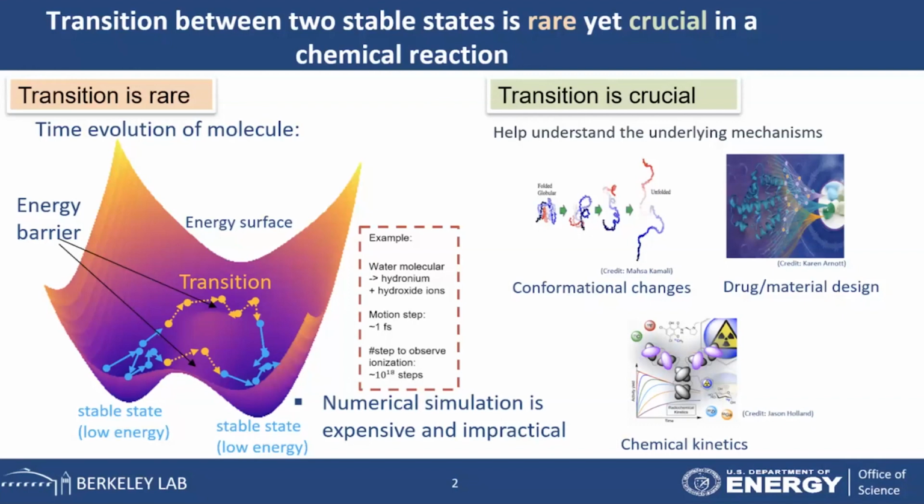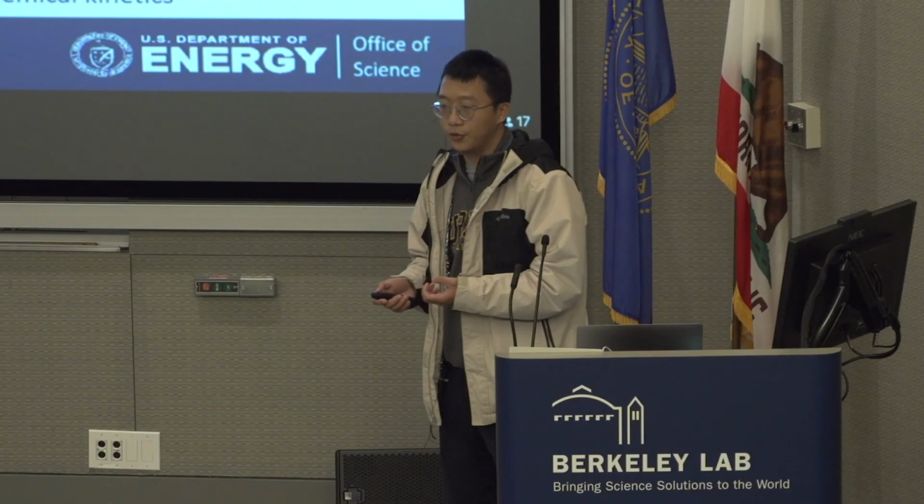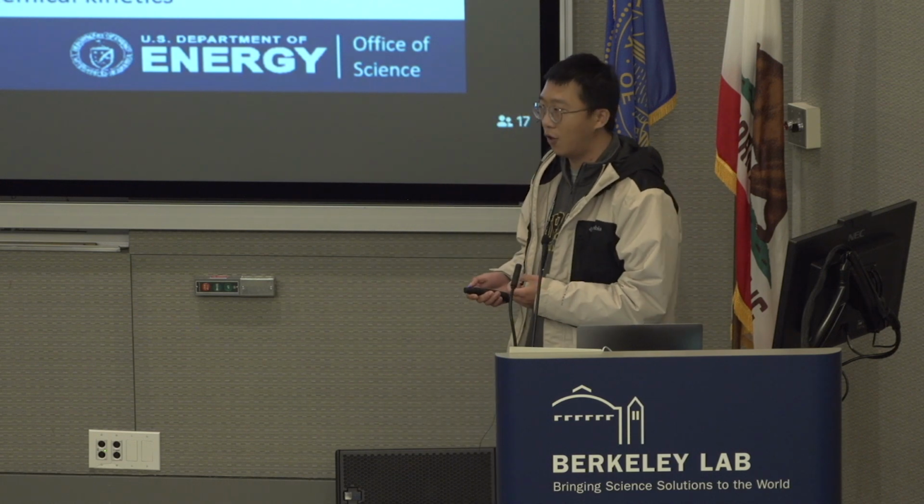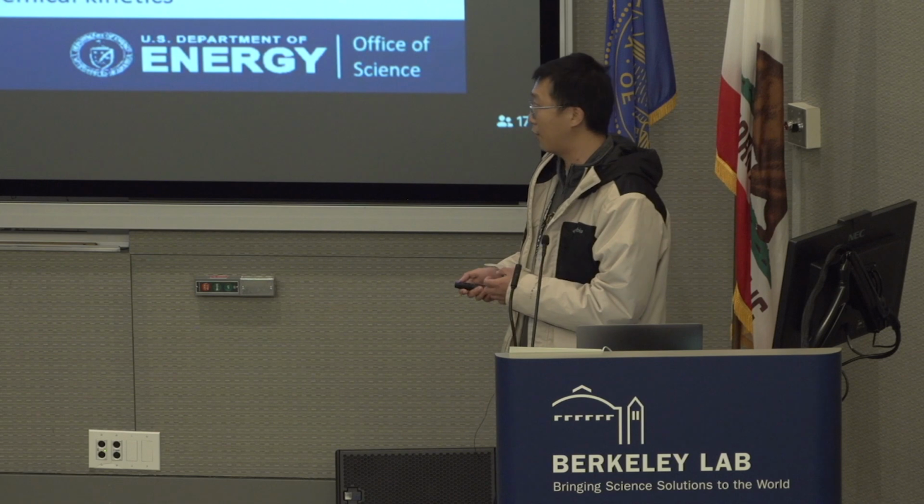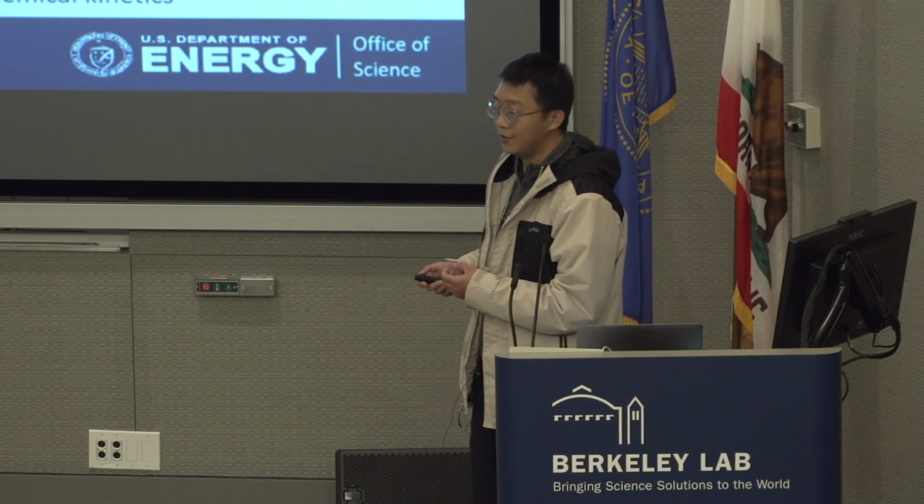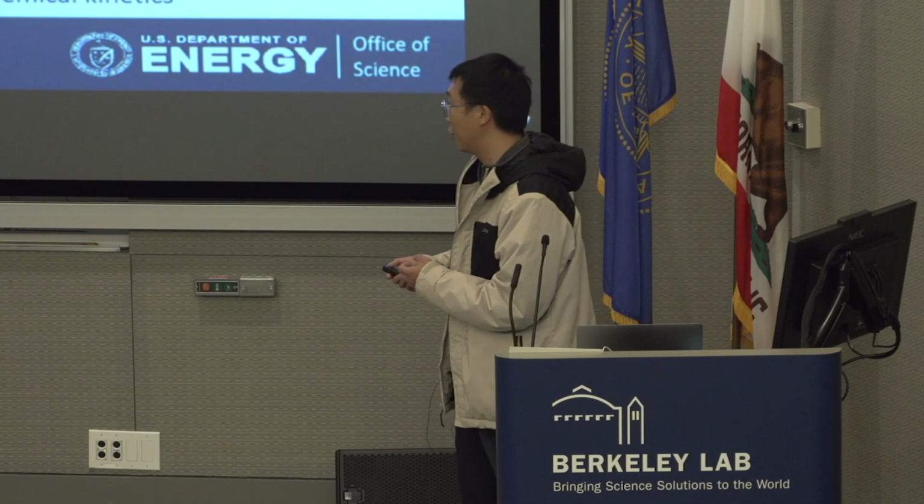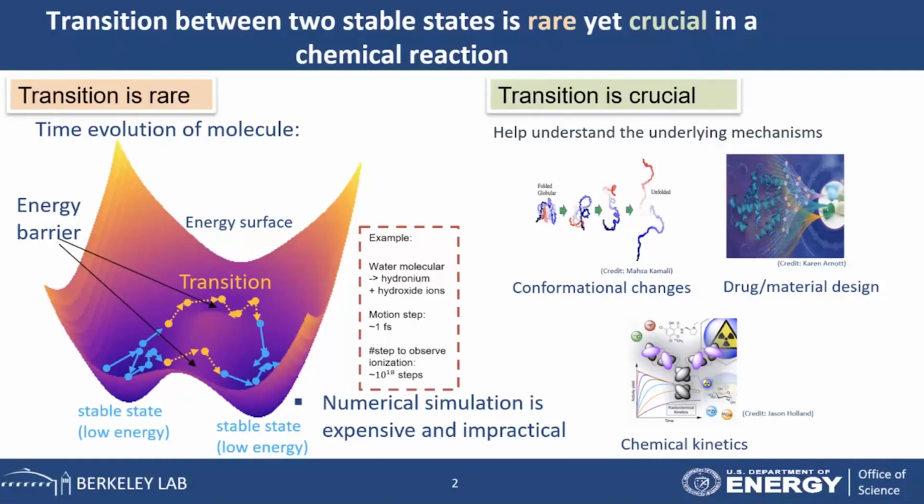One way to study this transition is through direct numerical simulation. However, regular numerical simulation is both expensive and impractical for observing the transition. For example, to observe the ionization in a water molecule, one needs to conduct the numerical simulation at 1 femtosecond per integration step, with a total of about 10 to the 18th numerical steps to observe the transition. This is not possible for any computer to handle within a reasonable time.